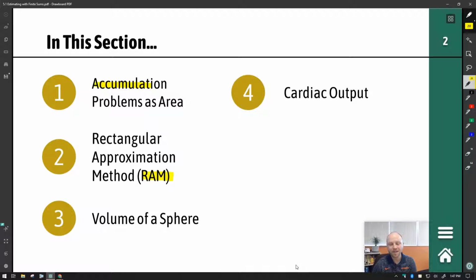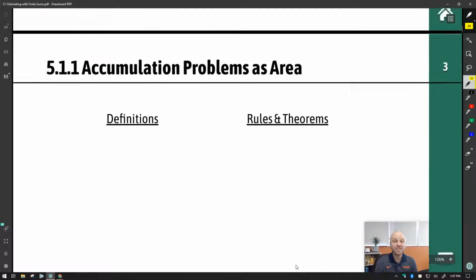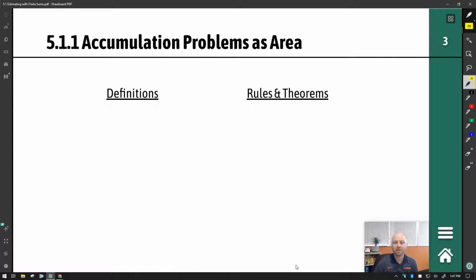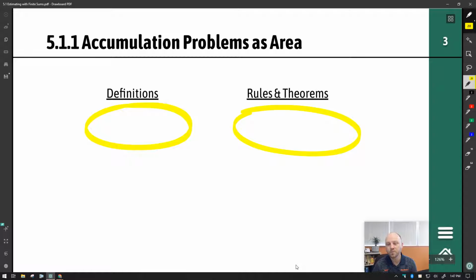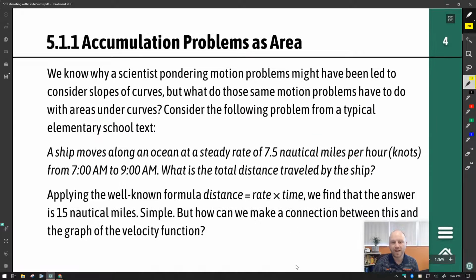In video 3, we'll talk about volume of a sphere. And we may leave the fourth subsection, cardiac output, for another day. In this video, we're going to see accumulation problems as area. Notice there's no new definition. There's no new rule or theorem. But what we will see is a lot of thought processes, a lot of metacognition with what we've learned so far from calculus and how we can extend that in a new line of thinking.